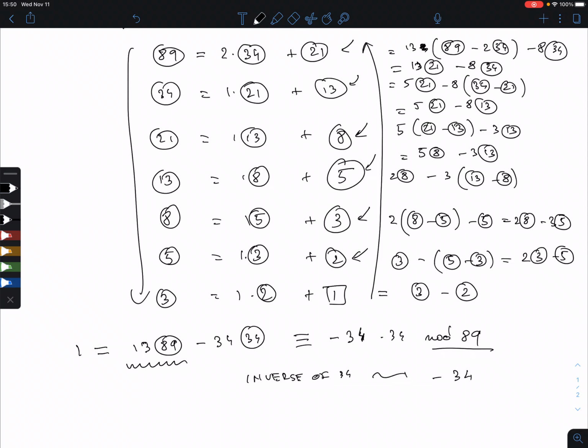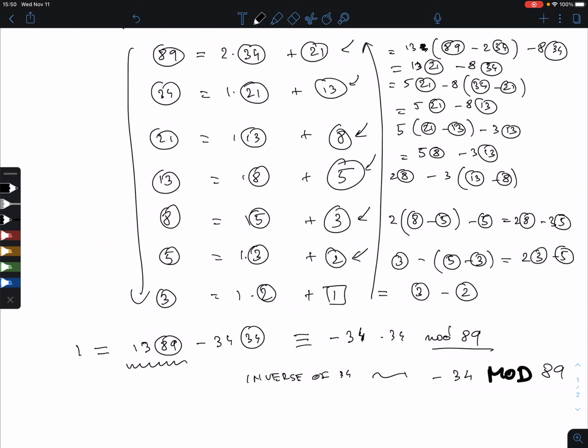Now, that is actually not a number in the range. So we have to still do mod 89 of this number. Sometimes negative numbers appear because we need to make them always between 0 and the modulus minus 1, right? So when we get a negative coefficient in this calculation in the Euclidean algorithm, you get a negative number. It is true that minus 34 times 34 is equivalent to 1 mod 89, but if you want to have the exact number, you have to find the number mod 89.